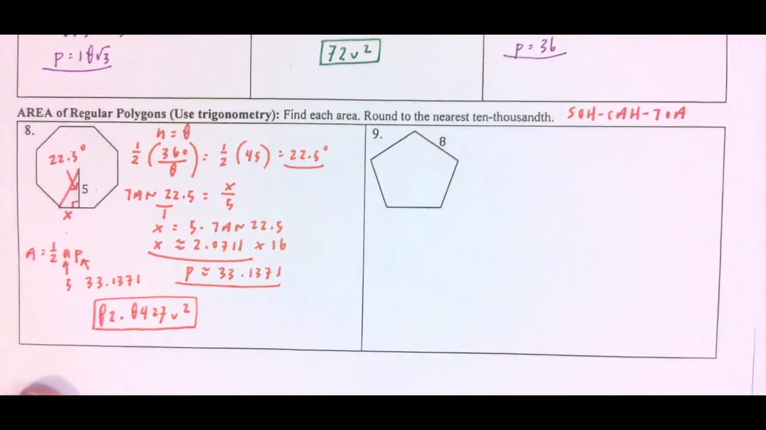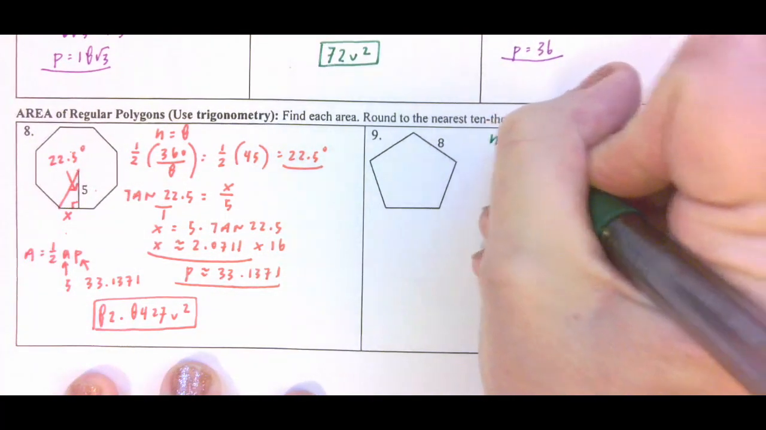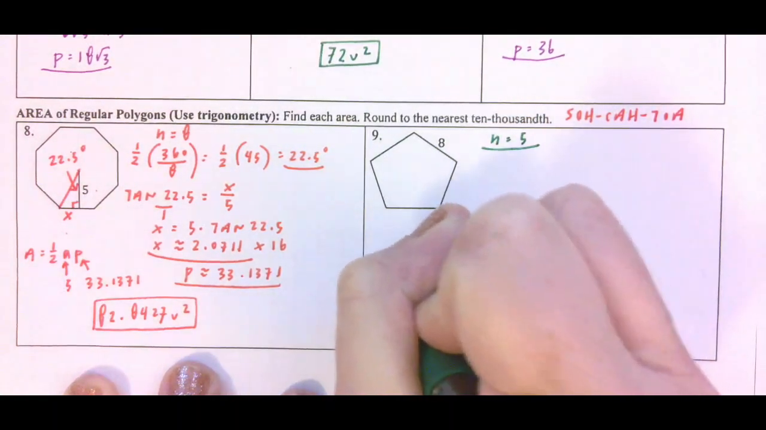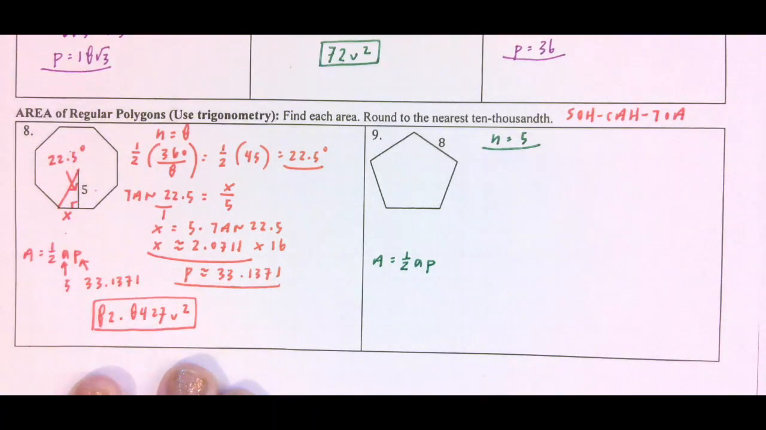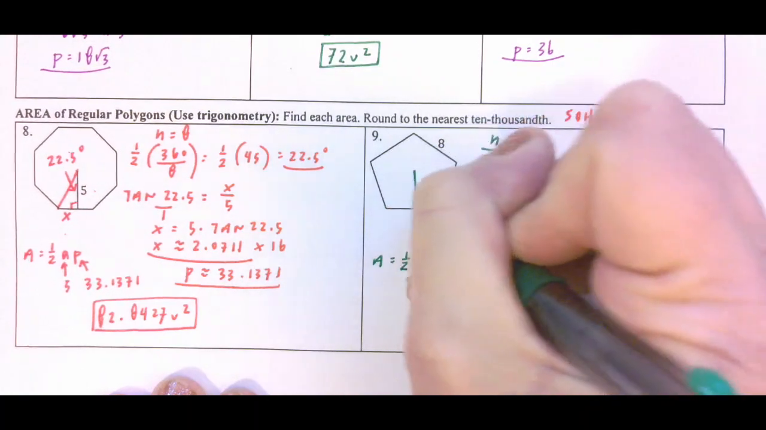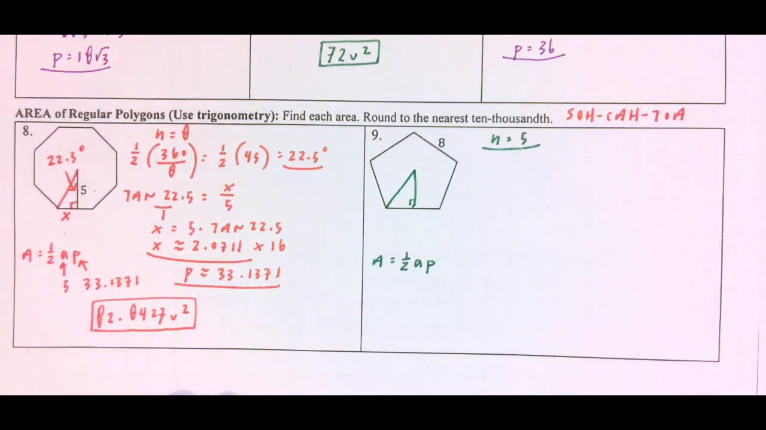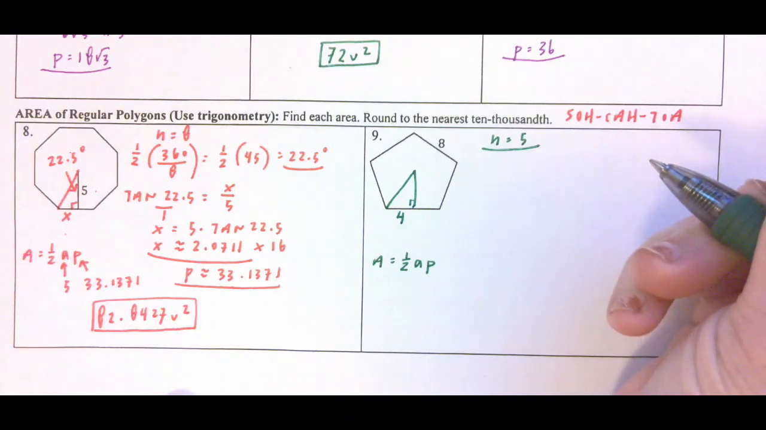All right, this next one is very similar. I'm just giving you a 5-sided figure. So the N value here is 5. My area formula is the same, so let's lay that out first. 1/2 apothem times perimeter. Okay. And if I draw in the apothem right here and then a radius like this, this is how I'm going to build my problem out. So if each side is 8, right here is 4, right? That's half of a side.